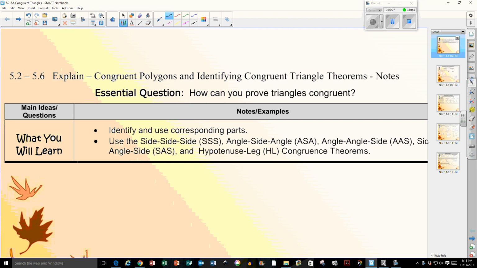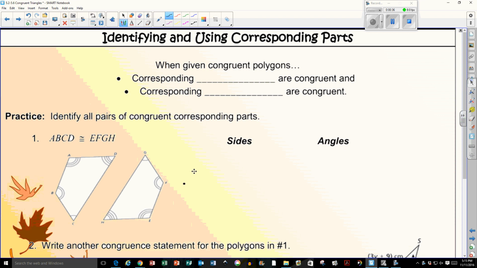We're going to look at side-side-side, angle-side-angle, angle-angle-side, side-angle-side, and hypotenuse-leg. So it's a lot of letters. All right, so here we go.